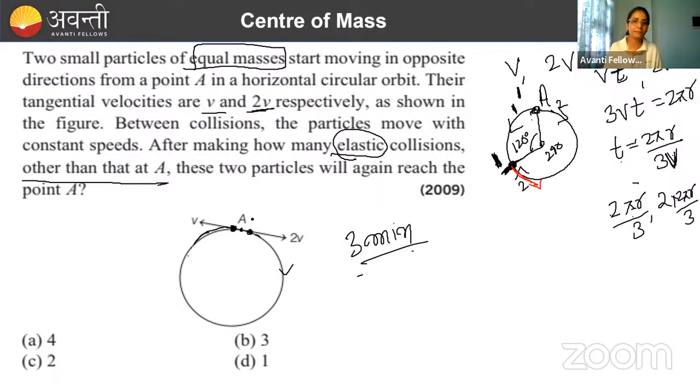So second particle after first collision will definitely change its direction of velocity. In this direction, it will start moving. With what velocity? With velocity v. And first will start moving in this direction with what velocity? 2v. तो चलो अब मैं यहाँ पे बनाती हूँ. So what was the first collision वाला position?